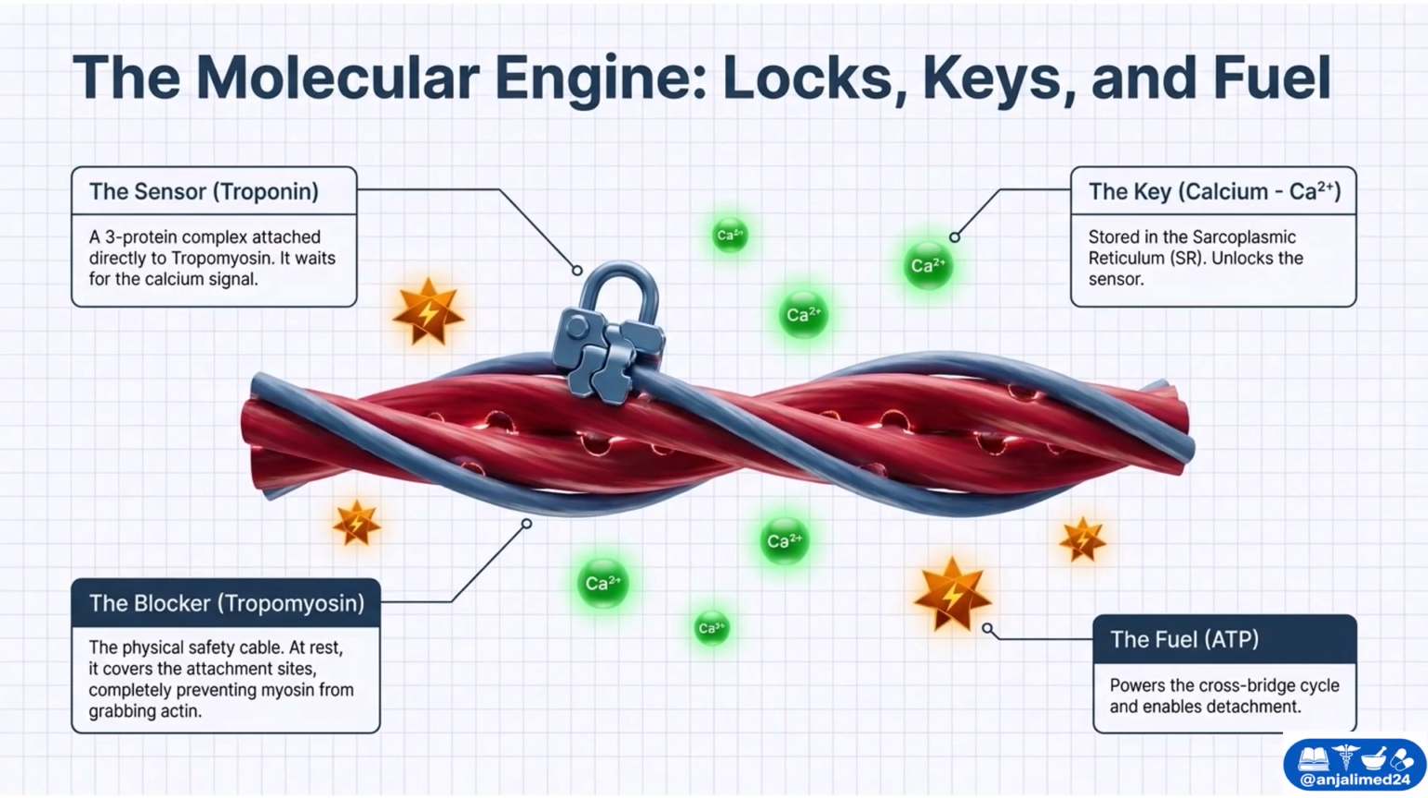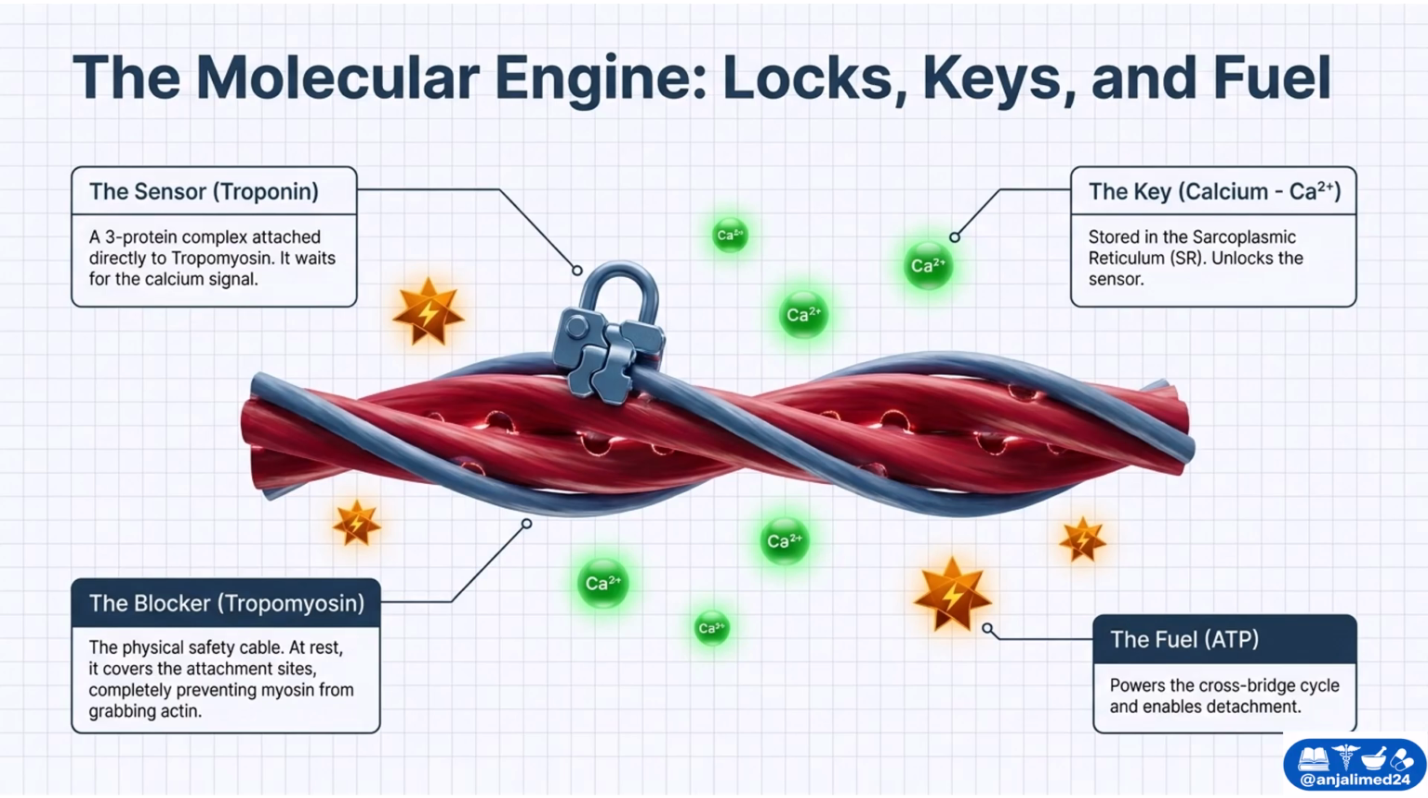The molecular engine: locks, keys, and fuel. Now we arrive at the molecular heart of muscle contraction. This slide explains the interaction between three critical components: calcium, troponin and tropomyosin, and ATP. Together, they function like a biological lock, key, and fuel system.